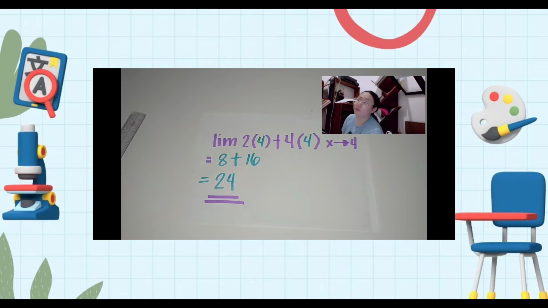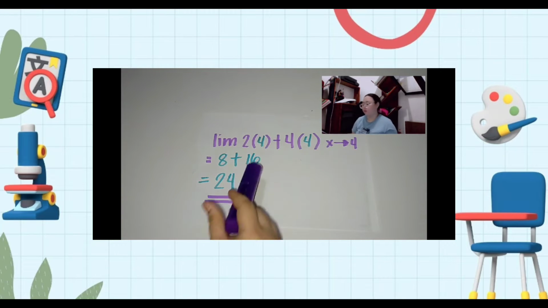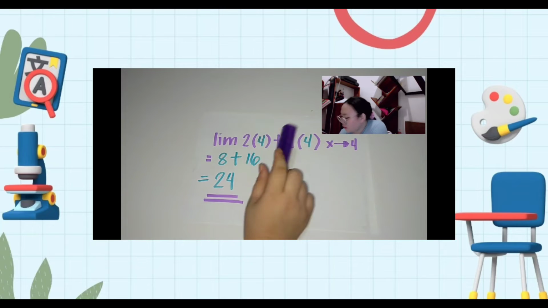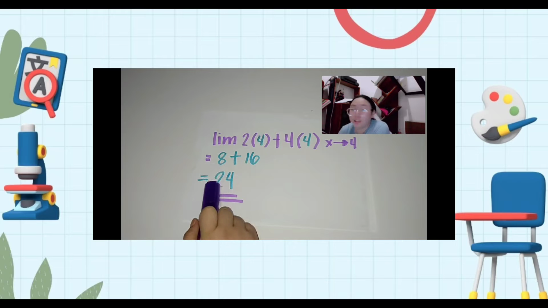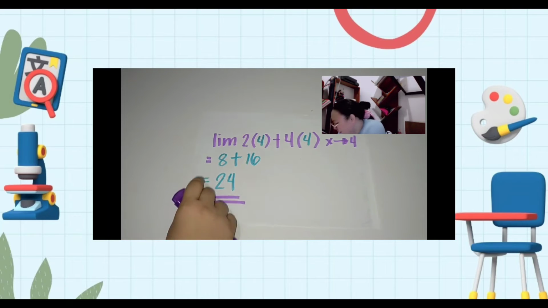And if hindi pa rin kayo sigurado about it, we have some substitution. If you wanted to reject your answer, you have something na para i-reject nyo, which is the i-substitute nyo, which is 2 times 4 plus 4 times 4 is equals to 24. Diba?